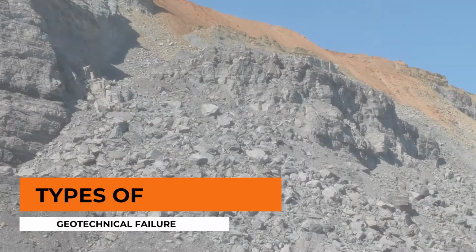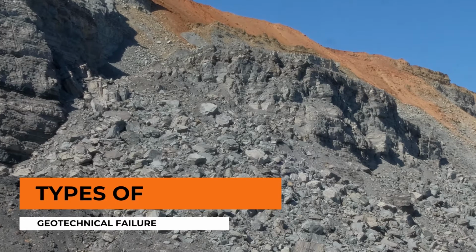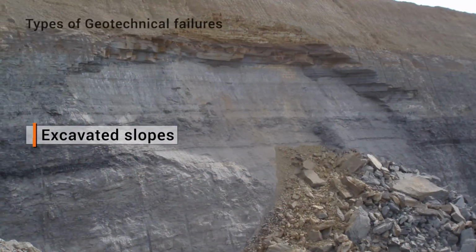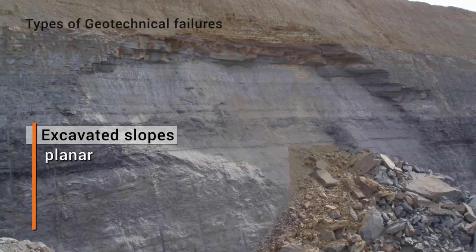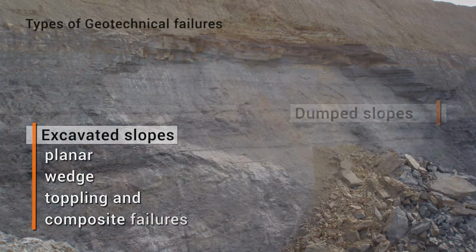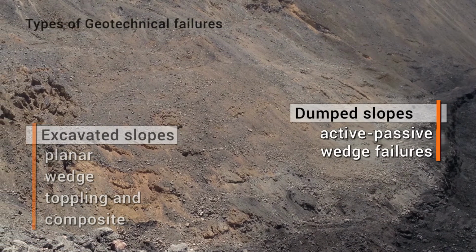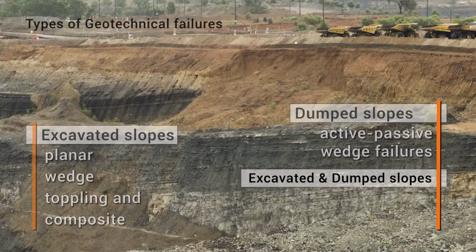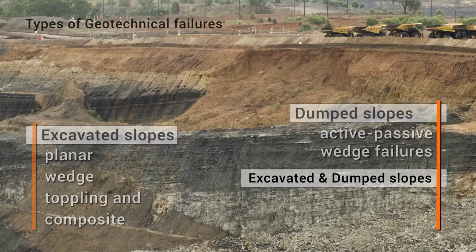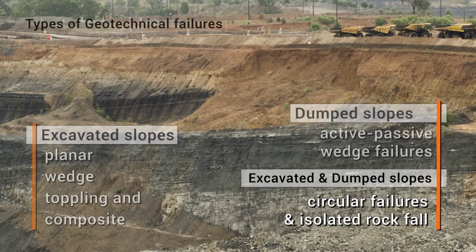The next section will discuss the main types of geotechnical failures that occur in open-cut coal mines. In excavated slopes, these include planar, wedge, toppling, and composite failures. In dumped material, these include active-passive wedge failures. Failures that may occur in both excavated and dumped slopes include circular failures and isolated rock fall failures.